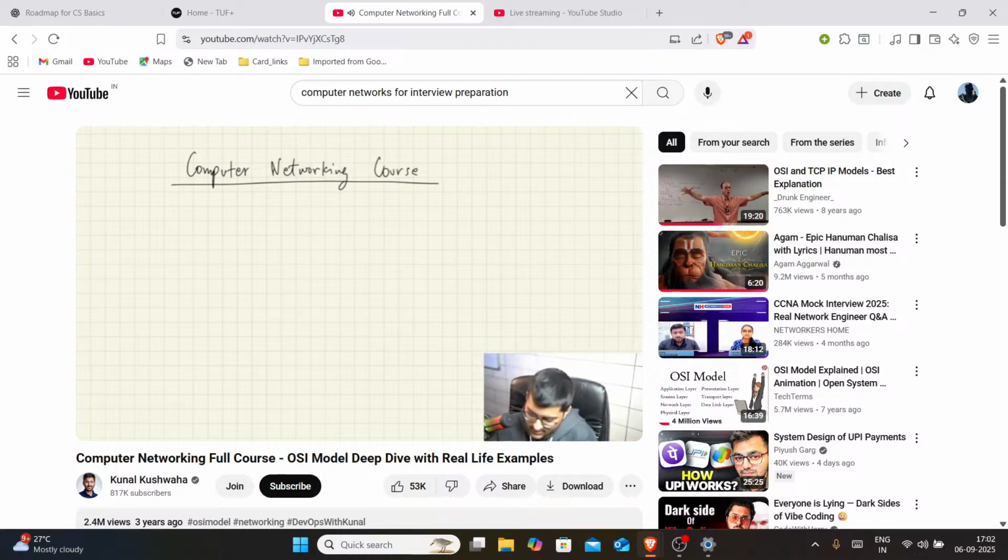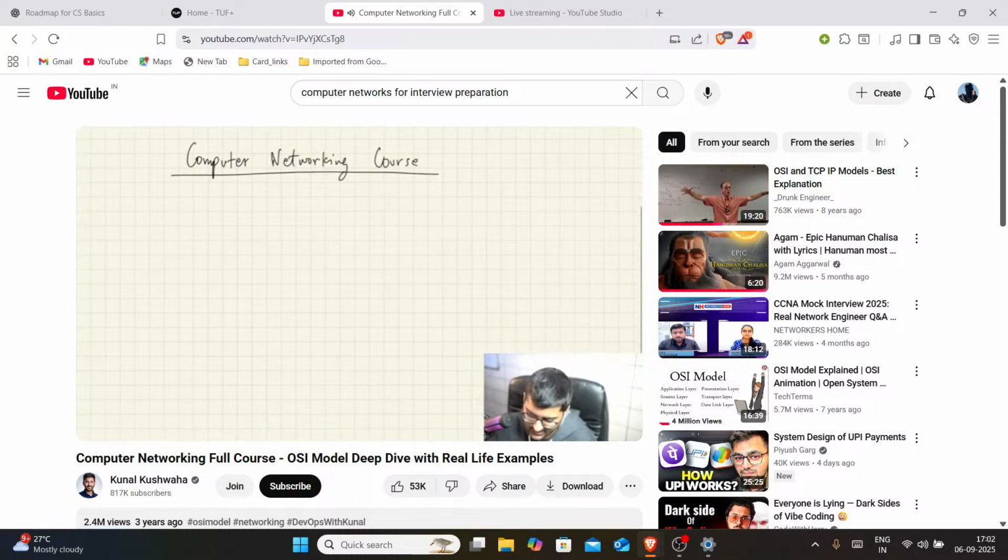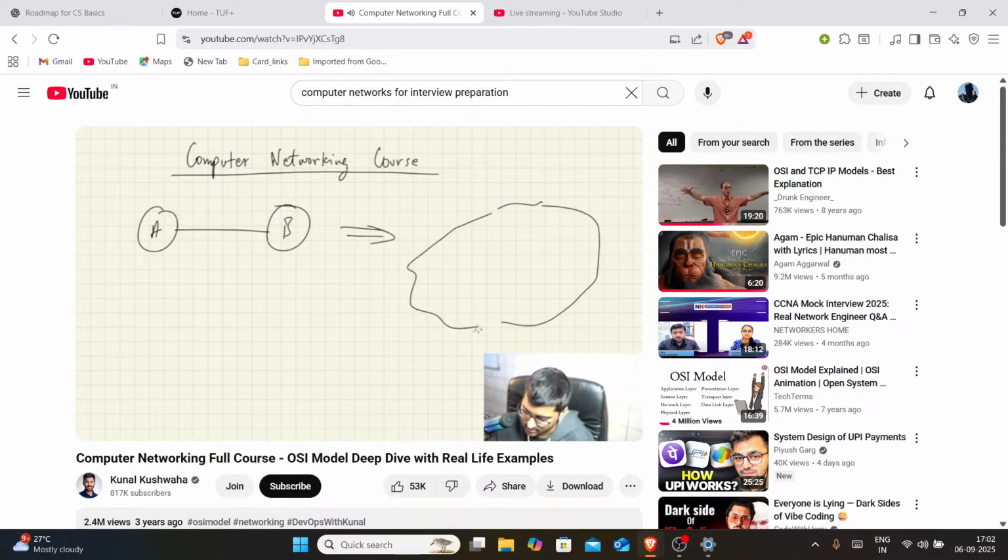I don't think I have to draw anything about it, but this is a network, computer A connected to computer B. If this is spread across a large region or countries, with everyone connected to each other, this is the internet. So the internet is a collection of computer networks.